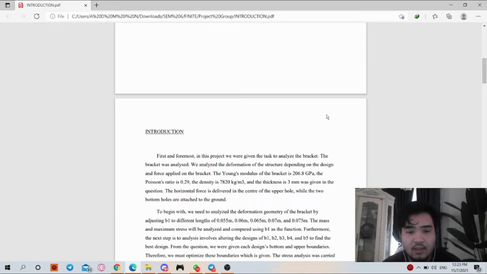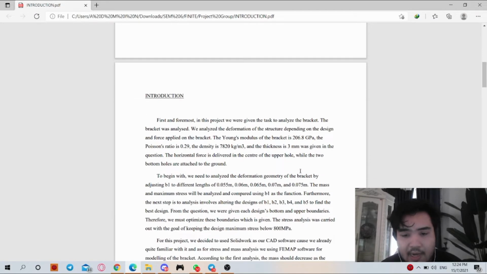First and foremost, in this project, we are given the task to analyze the bracket deformation of the structure depending on the design force and apply force on the bracket. The properties of the project are given in the question.